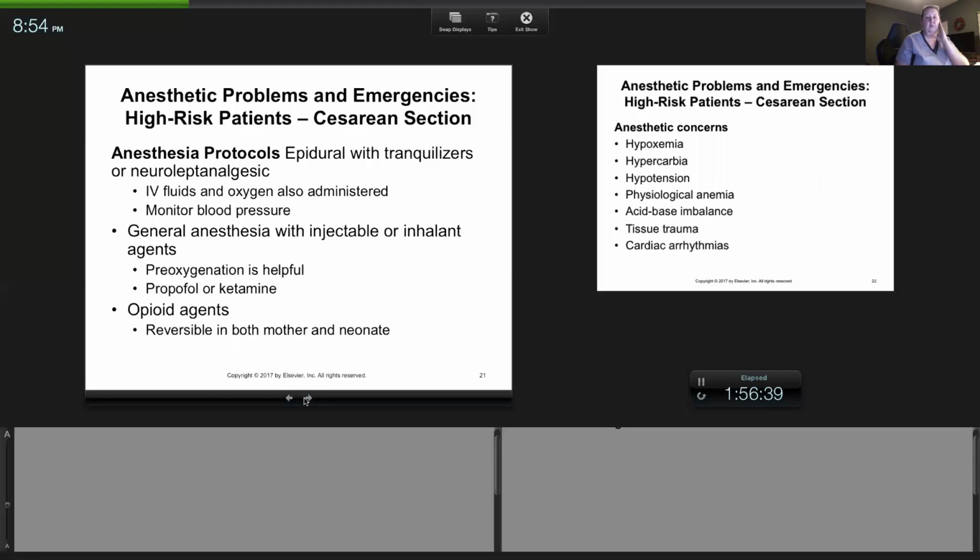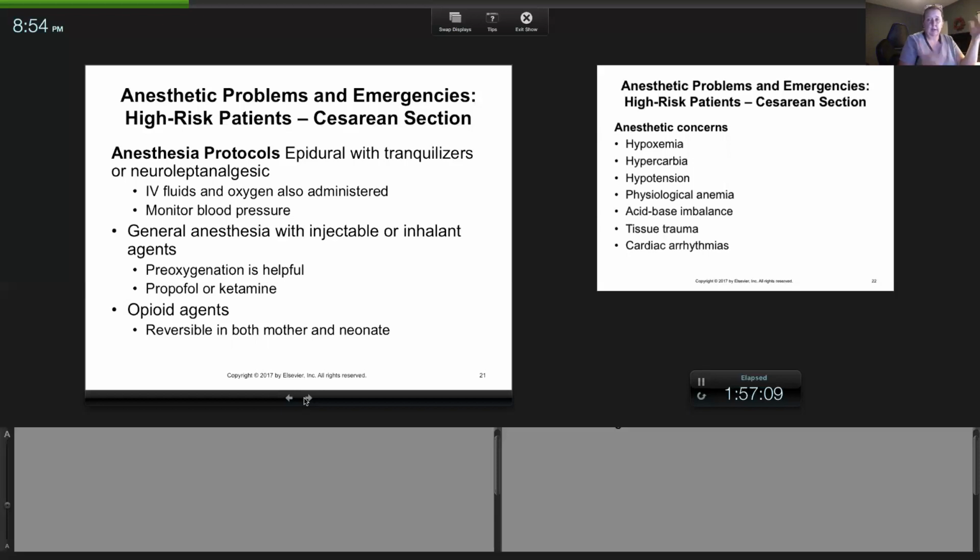Now, as far as protocols, epidurals are helpful. If you can, give a morphine epidural and then just give them some midazolam. The problem is it takes time to give an epidural. So if this is an emergency C-section, there's not a lot of doctors that are going to want to take the time to do an epidural.